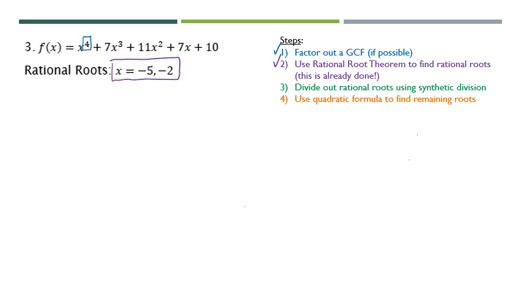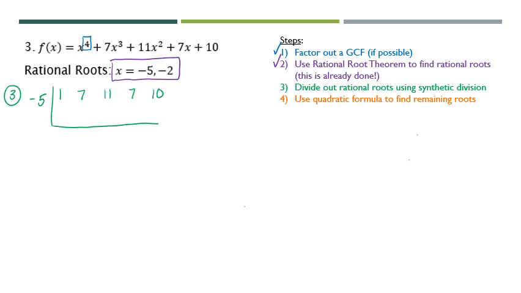Step 3 is going to be different than the previous 2 problems. In step 3, because I have 2 rational roots and neither of them are 0, I'm going to have to do synthetic division 2 times. It doesn't matter which one you choose to use first. I'm just going to choose to use negative 5 first because it's listed first. And remember, you do not have to switch the sign because we're given a solution, not a factor. So I put negative 5 on the outside, and then all my coefficients, 1, 7, 11, 7, and 10.